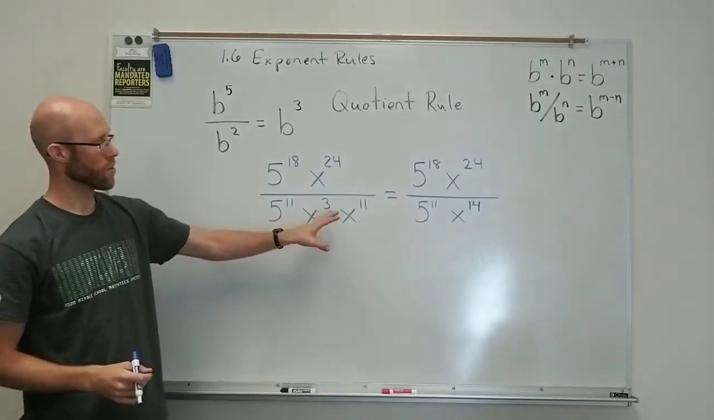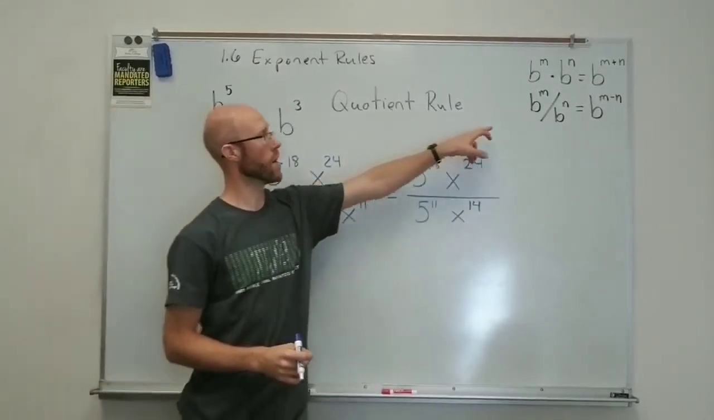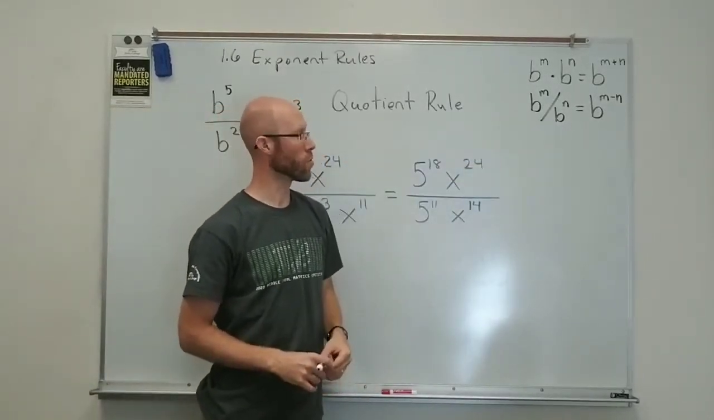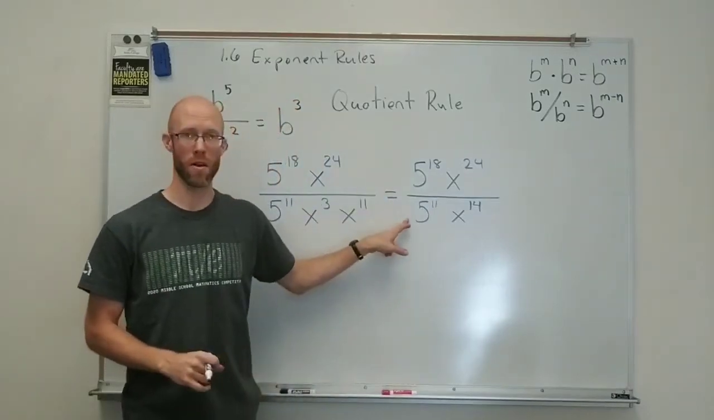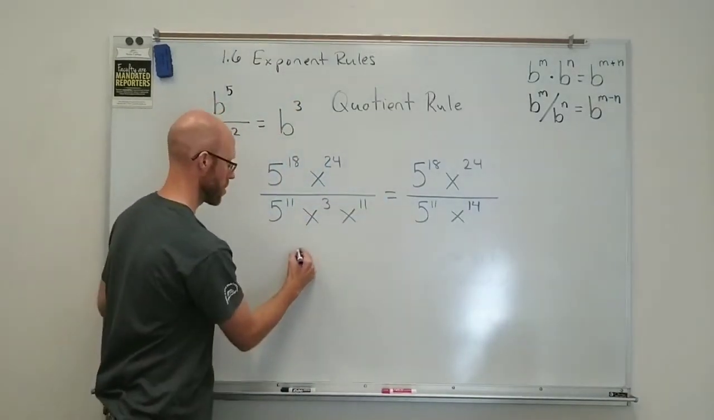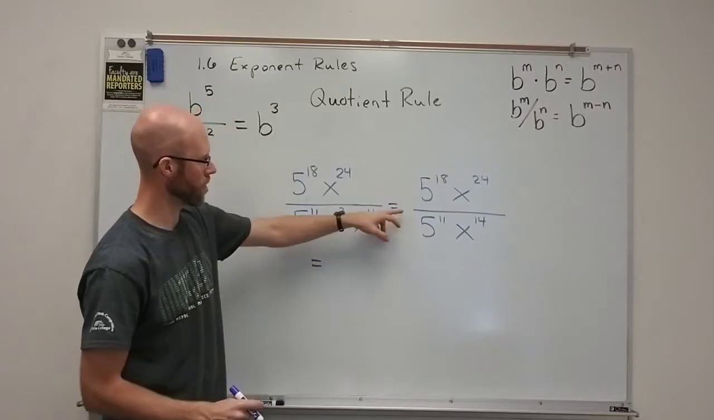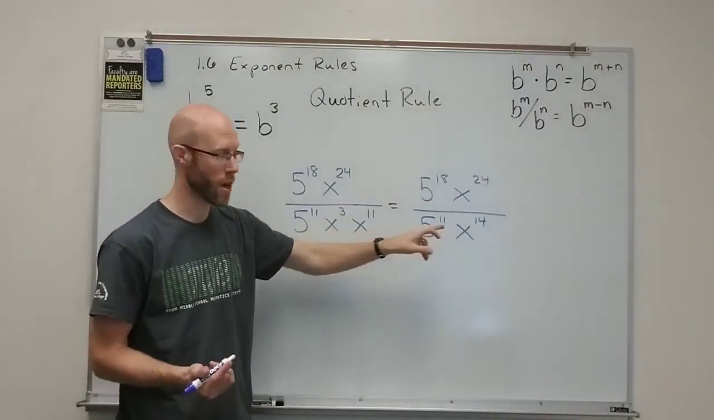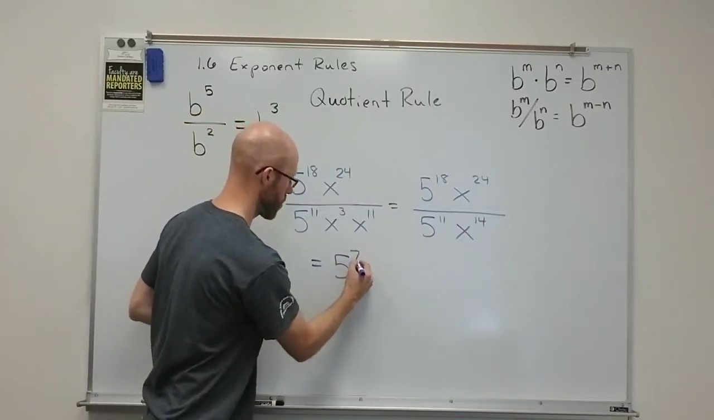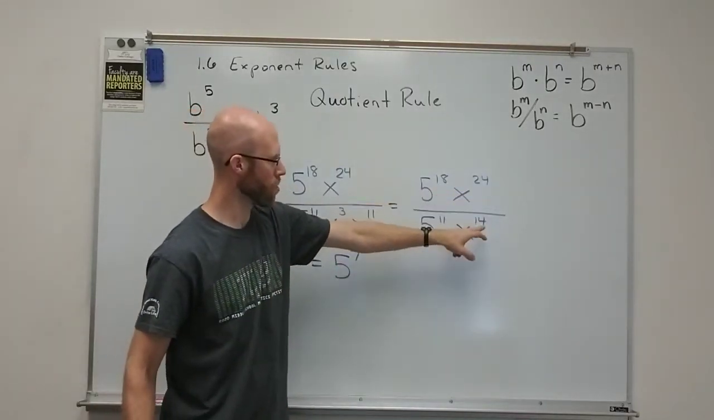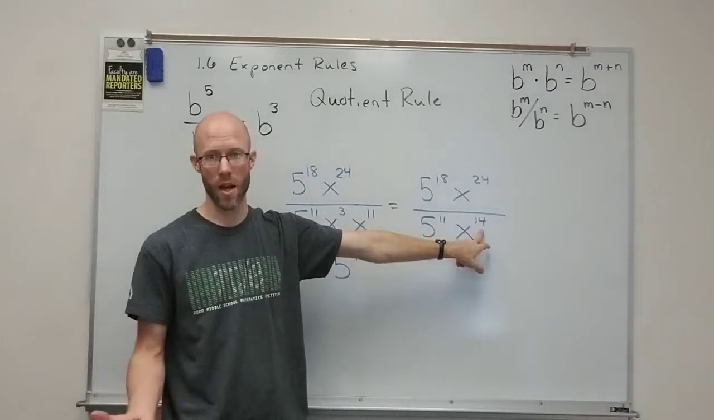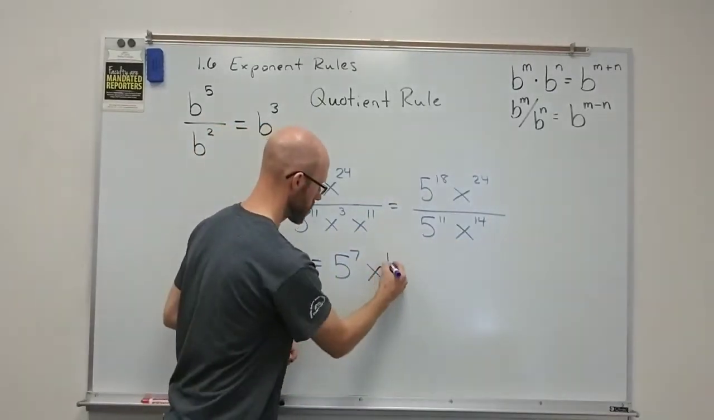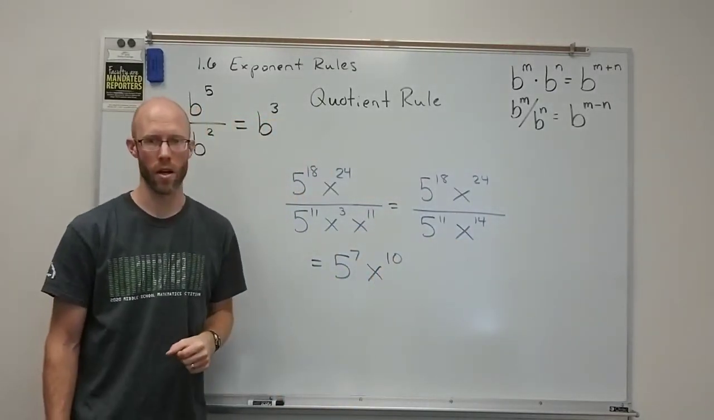Then we're going to use the subtraction on the quotient rule to get these to simplify further. So I end up with 18 minus 11, which is 7, so that's 5 to the 7th power, and 24 minus 14, which is 10, so it'd be x to the 10th power, okay?